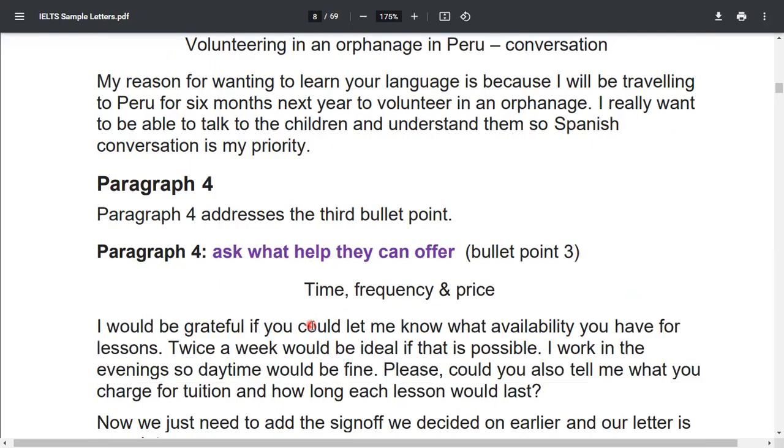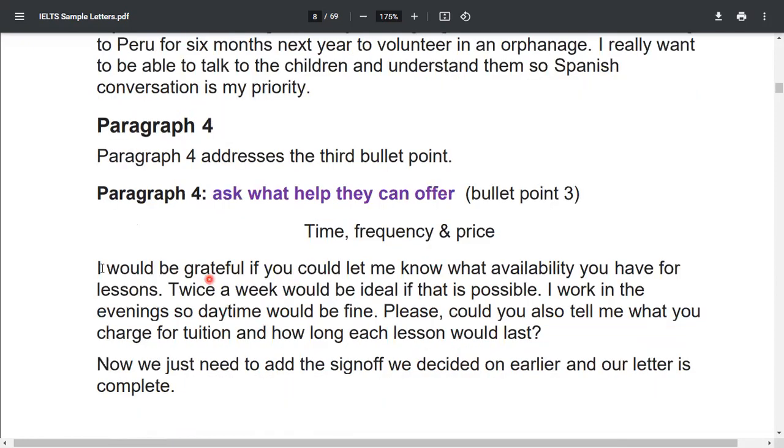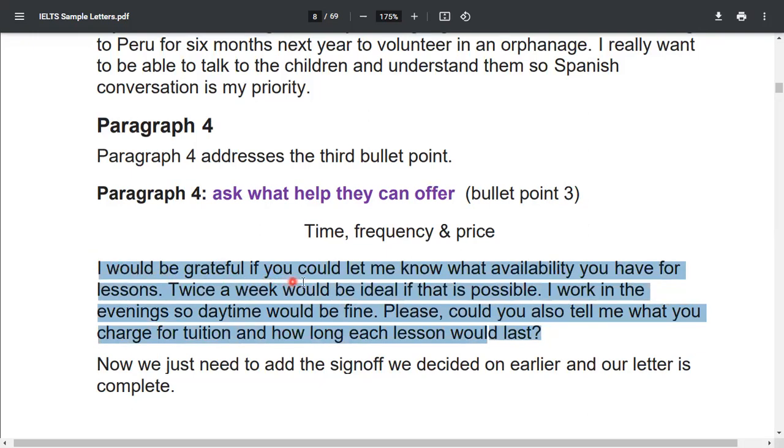Now for the last question, which is paragraph 4, ask what help they can offer. Let's see what I'm going to write. Okay, so let me just highlight this. I would be grateful if you could let me know what availability you have for lessons. Twice a week would be ideal if that is possible. I work in the evening, so daytime would be fine. Please, could you also tell me what you charge for tuition and how long each lesson would last?